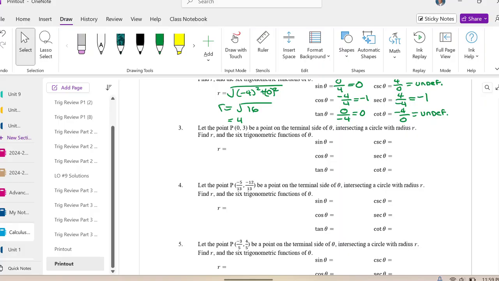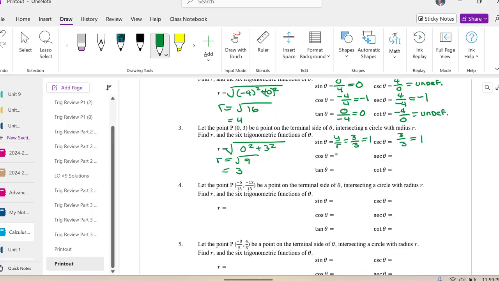Now for number 3, the square root of 0 squared plus 3 squared, that's the square root of 9, which is 3. So the sine is y over r, which is 3 over 3, which is 1. The cosecant is 3 over 3, which is also 1. The cosine is 0 over 3, which is 0. The secant is 3 over 0, which is undefined. The tangent is 3 over 0, which is undefined. And the cotangent is 0 over 3, which is 0.